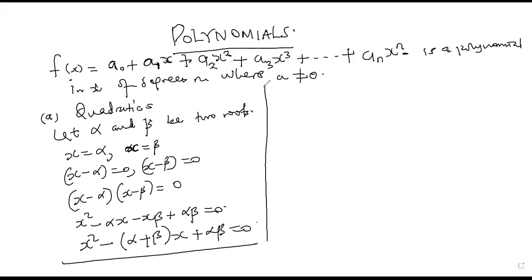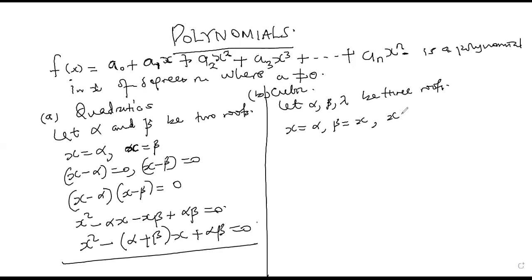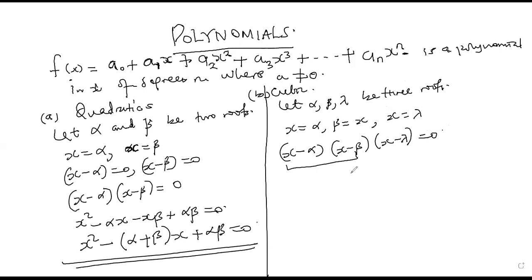Then, if you're looking at a cubic polynomial, part B, cubic polynomial. For this one, we shall let alpha, beta, and lambda be the three roots. If I let them be the three roots, then it means that x is equal to alpha, x is equal to beta, and x is equal to lambda. It means that x minus alpha times x minus beta times x minus lambda is equal to 0. But remember, I've already gotten all that as this, so I'm just going to substitute it here, then multiply by x minus lambda.